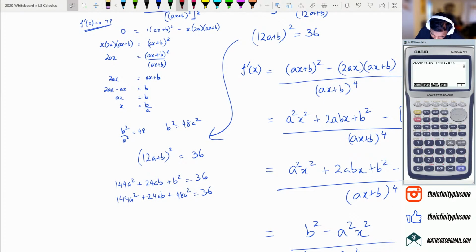And what have I got? So then I can say 144 take away 48. That's going to be 96a squared plus 24ab equals 36. If x is meant to be b over a.